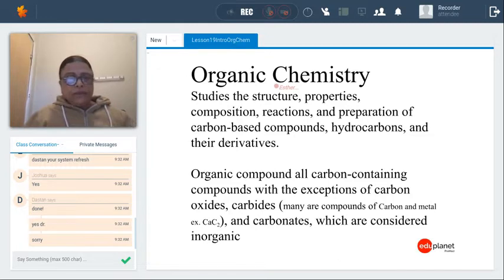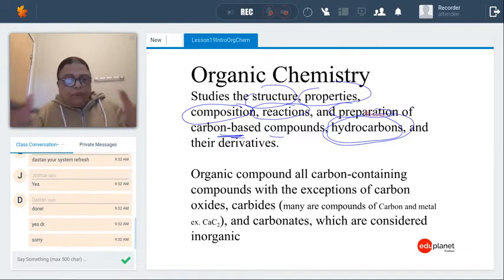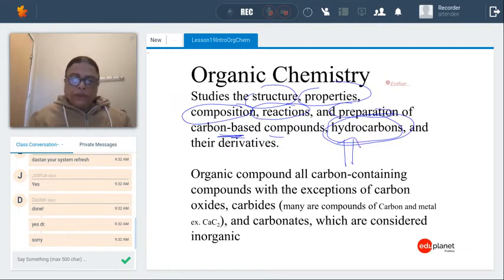So organic chemistry, what is it? It is the study of structure, properties, composition, reaction, and preparation of carbon-based compounds. And the big parent of the organic molecules are the hydrocarbons. They have carbon and hydrogen.